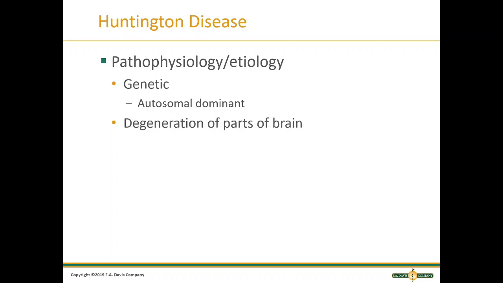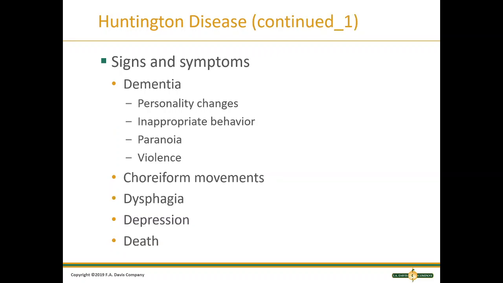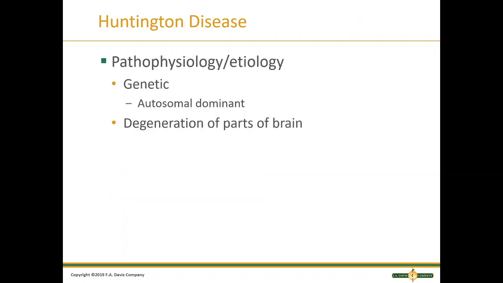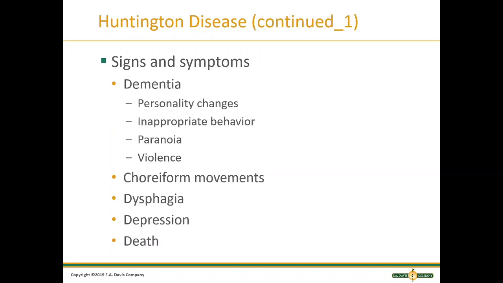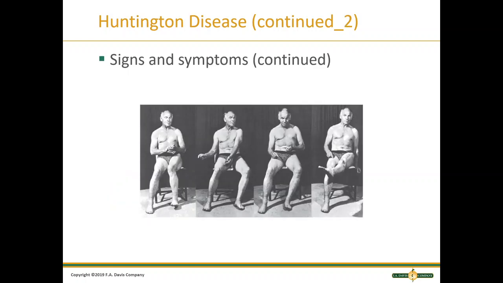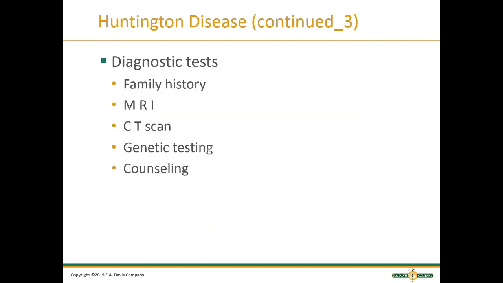Huntington's disease. Genetic, it's often a degeneration of parts of the brain. Okay, so we see dementia, same thing as with the ones involved. All of these things here. It's very similar to Alzheimer's. Here's somebody that has Huntington's and some of the movements that are made.